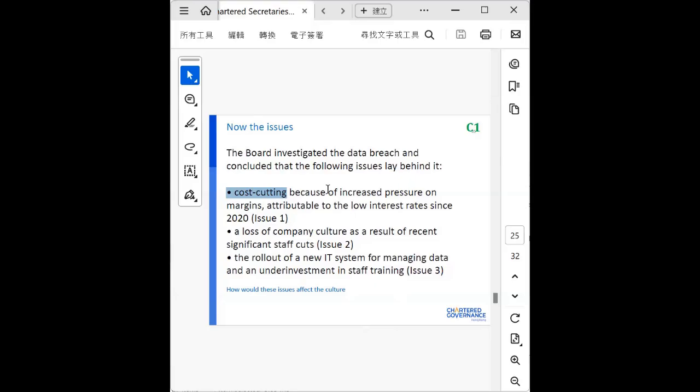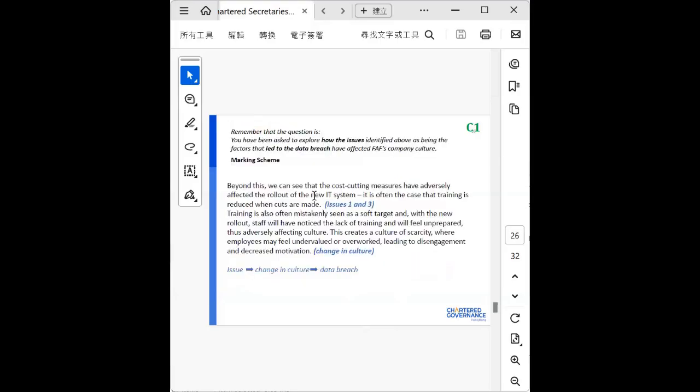So once you understand the issues, what you are doing in here is a discussion, right? Now this is your marking scheme. You see how they approach the answers, how to answer the question, and basically what they say is what are the issues, the issue 1, 2, and 3 that they mentioned, and what is a change in culture. They discuss a change in culture. So that's what I've said earlier.